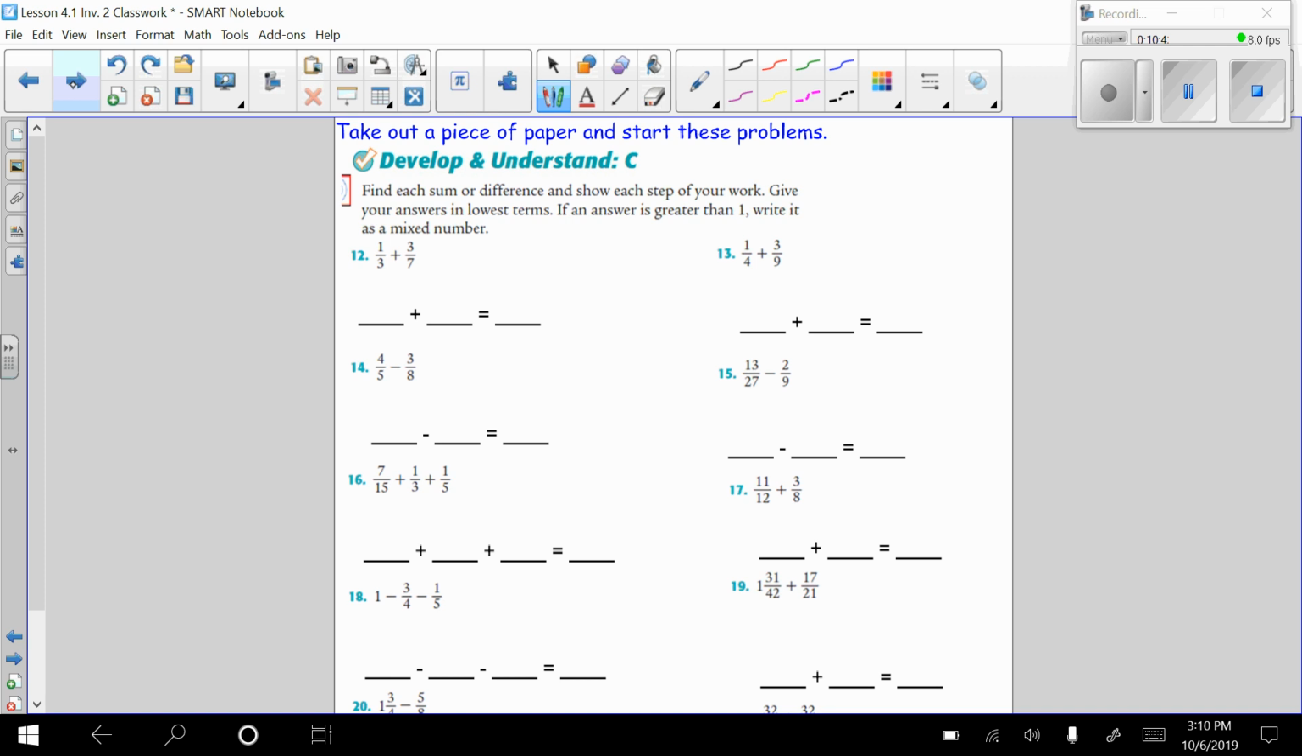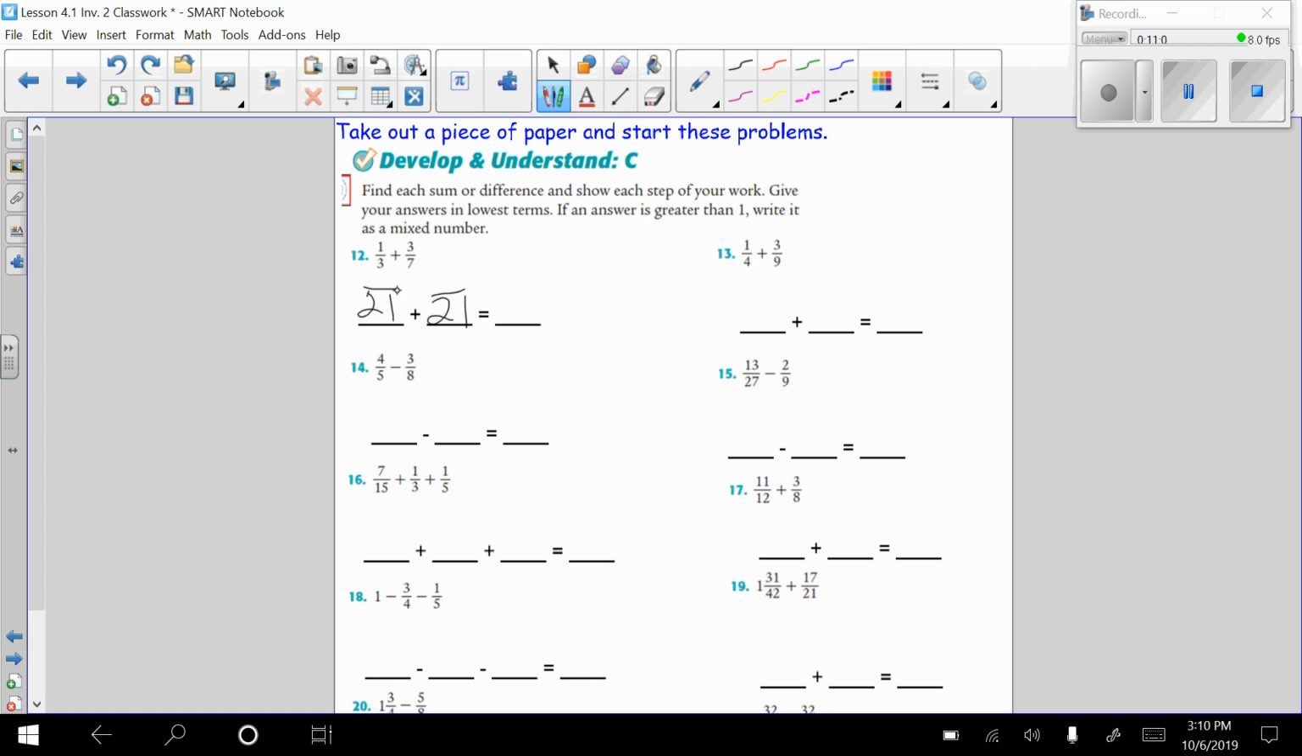I will do a couple with you, and you can do the rest. Again, use your chart if you need it. Get out your multiplication chart. What do 3 and 7 have in common? What is my common denominator? In this case, it's going to be 21, because 3 times 7 is 21.